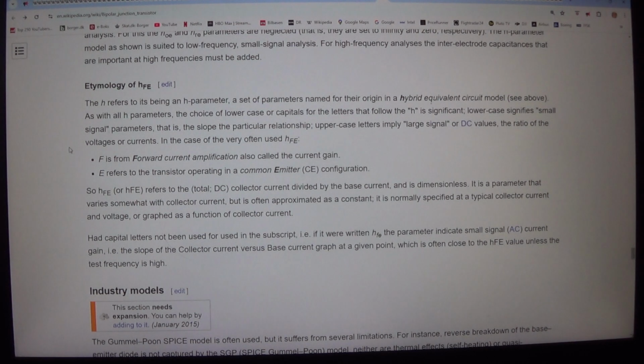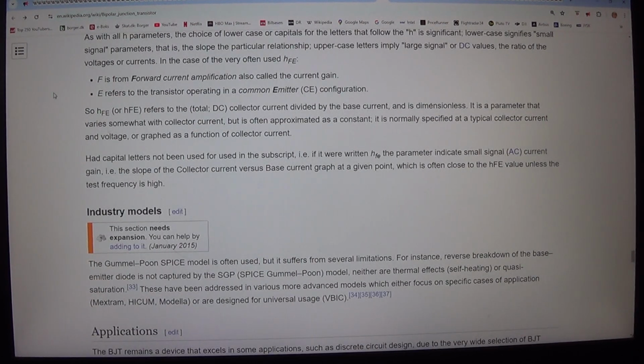In the case of the very often used hFE, the F is from forward current amplification, also called the current gain. The E refers to the transistor operating in a common emitter, CE, configuration. So hFE, or HFE, refers to the total DC collector current divided by the base current, and is dimensionless. It is a parameter that varies somewhat with collector current, but is often approximated as a constant. It is normally specified at a typical collector current and voltage, or graphed as a function of collector current.